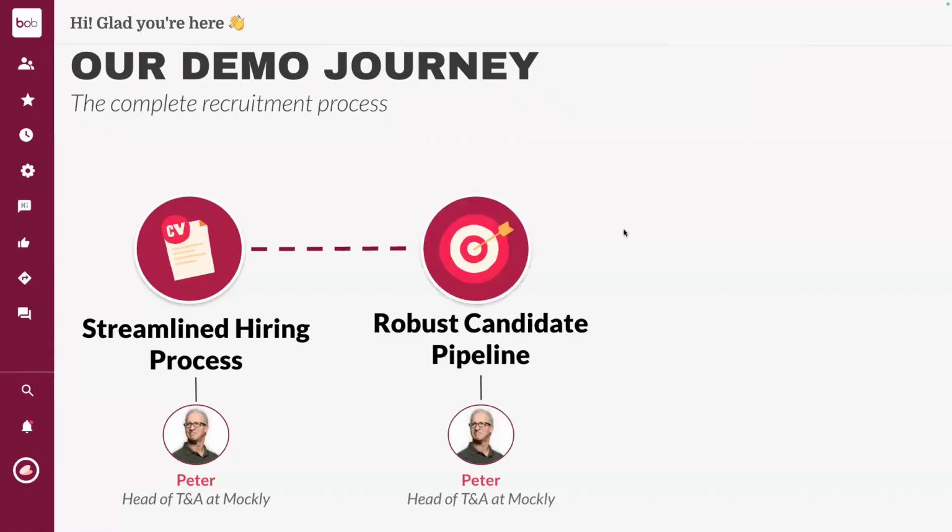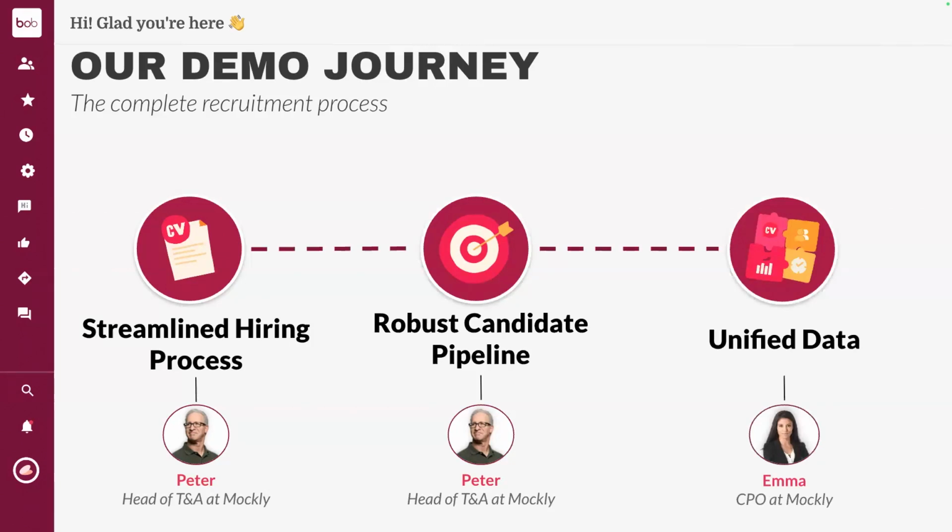Then we're going to see how we can actually build a robust candidate pipeline, in the shoes of Peter as well. And finally, the last pillar is around how we can have unified data across the whole recruitment process and capitalize on those elements to take better decisions. For that, we're going to be in the shoes of Emma, who is going to act as a CPO at Mockley. But let's dive into the streamlined hiring process and how we can achieve those elements thanks to Bob.